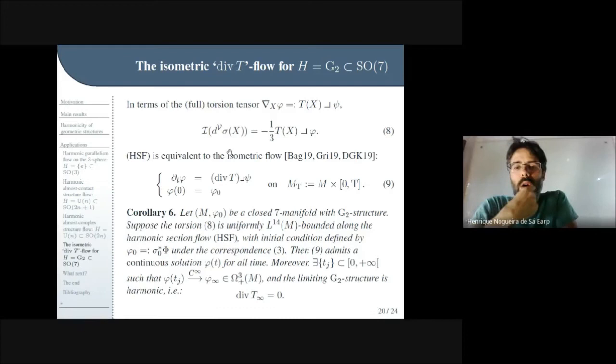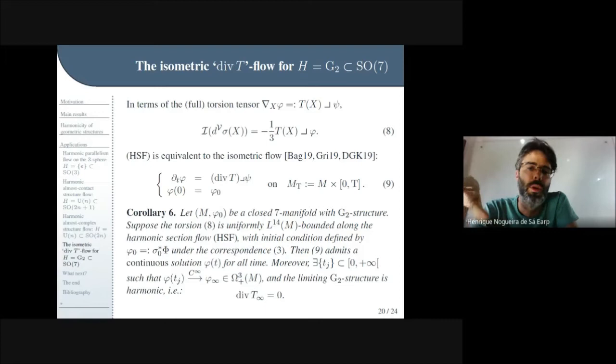Originally, authors have been considering the so-called Div-T flow as a natural isometric flow of G2 structures. So it is true that every G2 structure determines a metric, or is compatible with a metric at least, which it determines. But this is not one-to-one. So there's a seven-dimensional ambiguity in terms of the G2 structures that are compatible with the same Riemannian metric, and we can call that the isometric class of a G2 structure.